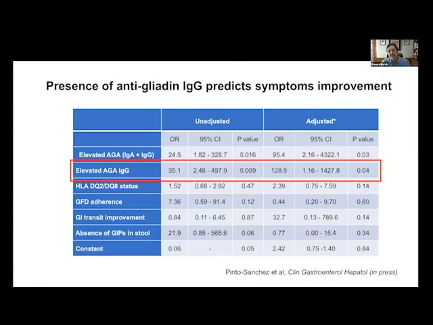When looking at the factors which could predict the improvement, we created a model where we placed several factors, including genetic susceptibility to celiac disease, adherence to the diet, and improvement in gastrointestinal transit. We found that it was the presence of IgG antibodies, and surprisingly, the adjusted OR was almost 130. So the conclusion from this study is that gluten withdrawal may improve symptoms of IBS and also the psychiatric comorbidities, at least in this group of patients.